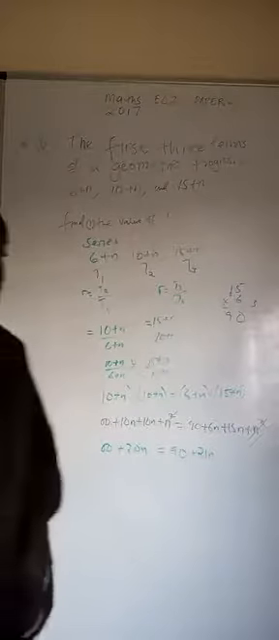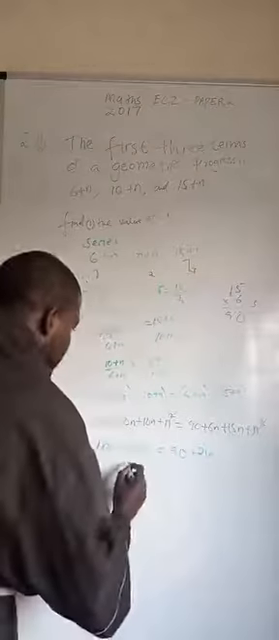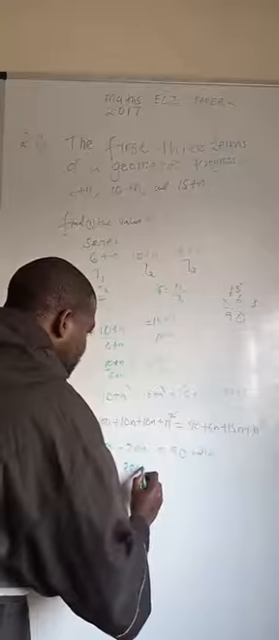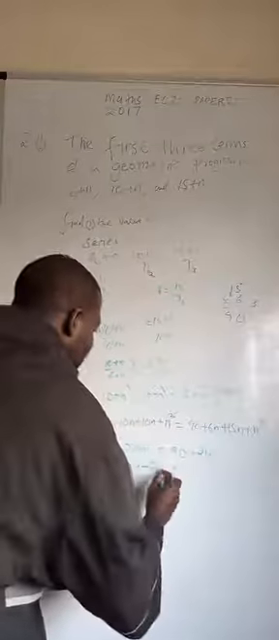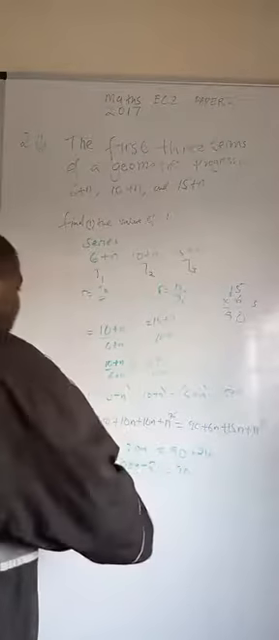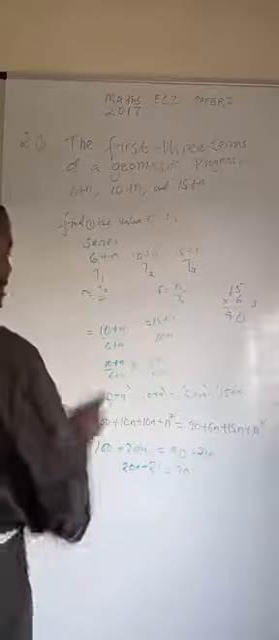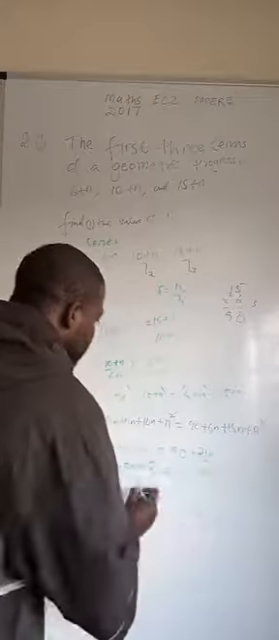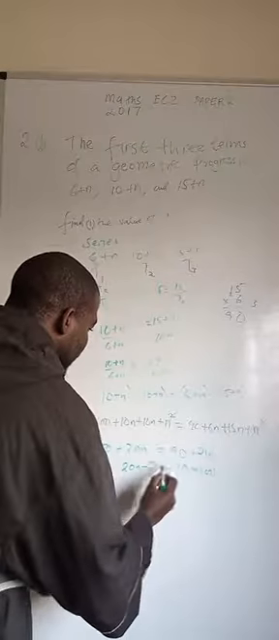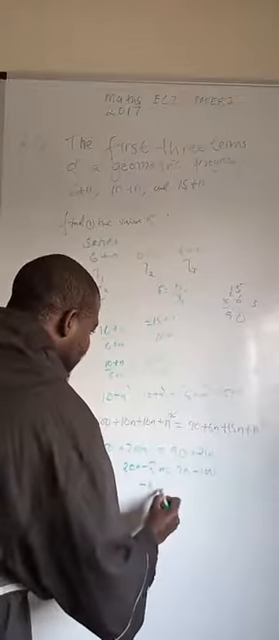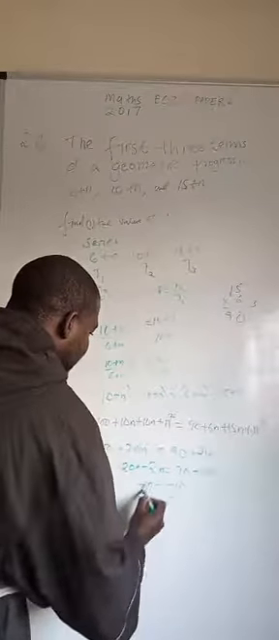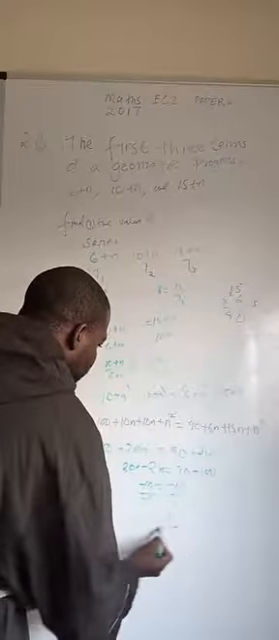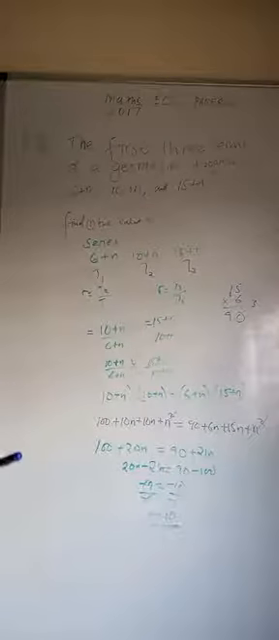You group the like terms, guys. What are the like terms? 20n minus 21n. The positive 21n goes this side, it becomes minus. And then here we have got 10. This 100 will go this side. Since it's positive 100 and goes this side, it becomes negative 100. So what do you have? 20n minus 21n is negative n, which is equal to negative 10. When you divide by negative 1 both sides, you find that n is equal to 10. That's how you calculate for n. n is equal to 10, actually.